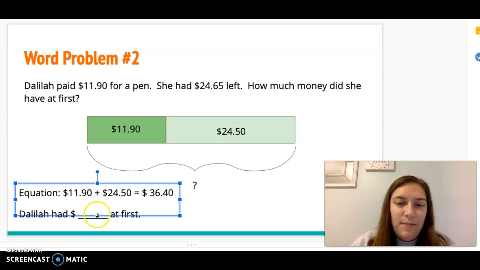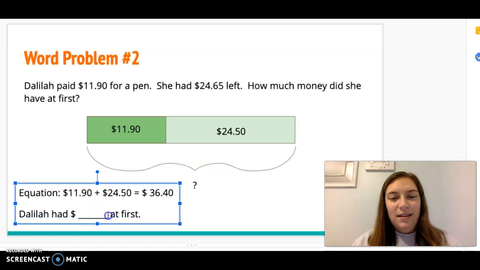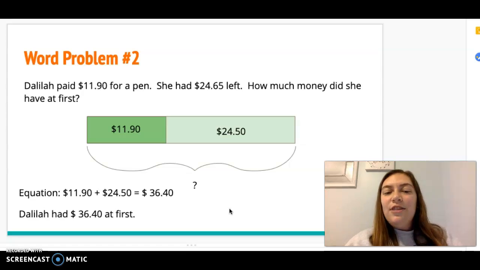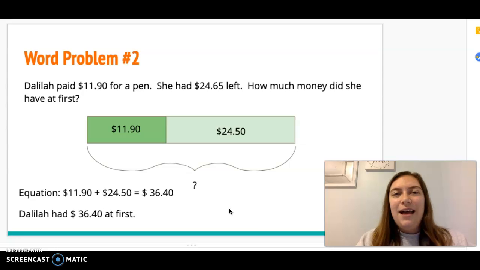So how much money did Delilah have at first? Delilah had $36.40. Notice how I am speaking the amount of money in the correct way. I'm saying "and" every time that there is a decimal point, so make sure you do that too.